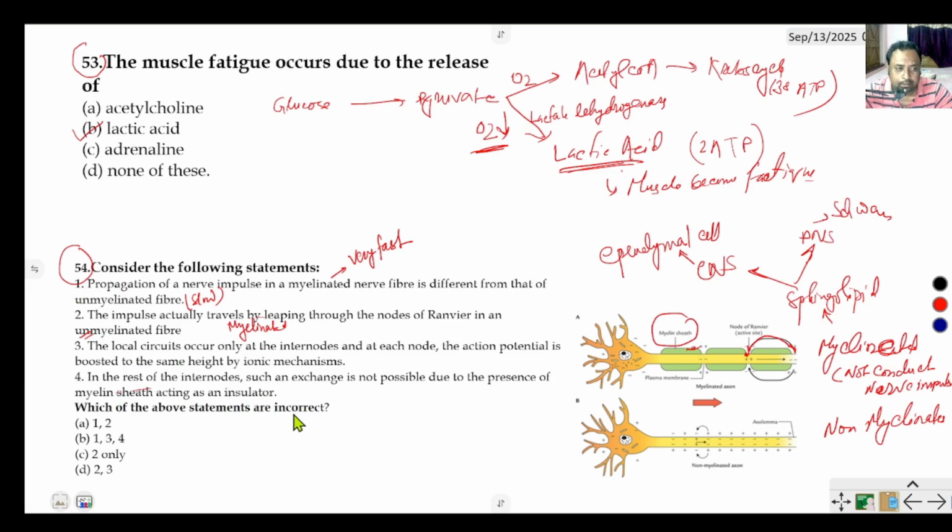The wrong answer of this question is option D, 2 and 3. The local circuit occurs only at the internode, and at each node the action potential is boosted to the same height by ionic mechanism. It is not a correct option. The correct option is 1. Correct option is 1 and 4.